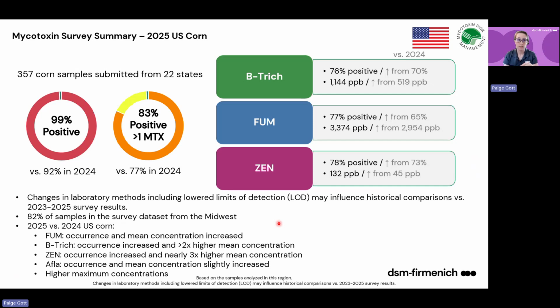And we're also seeing higher concentrations on average for most of the toxins than what we saw in the 2024 data set. That includes over 2 times higher mean concentration of type B trichothecenes and nearly 3 times higher mean concentration of zearalenone. So definitely not just finding these toxins more frequently, again with the higher occurrence, but also finding them at higher concentrations when those samples are positive. And again, also that really high co-occurrence.